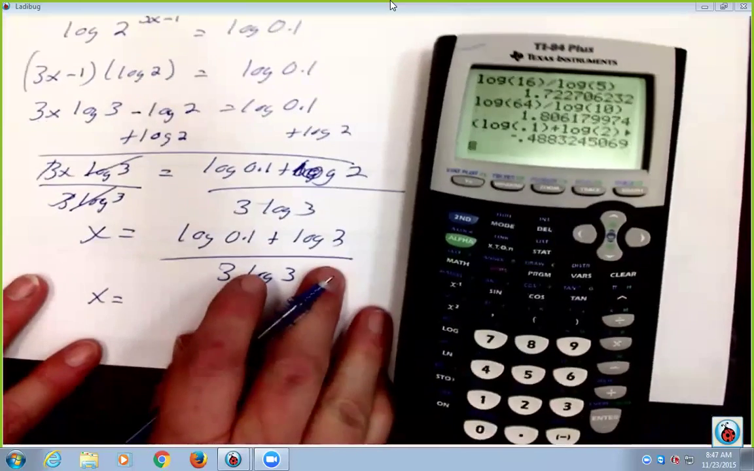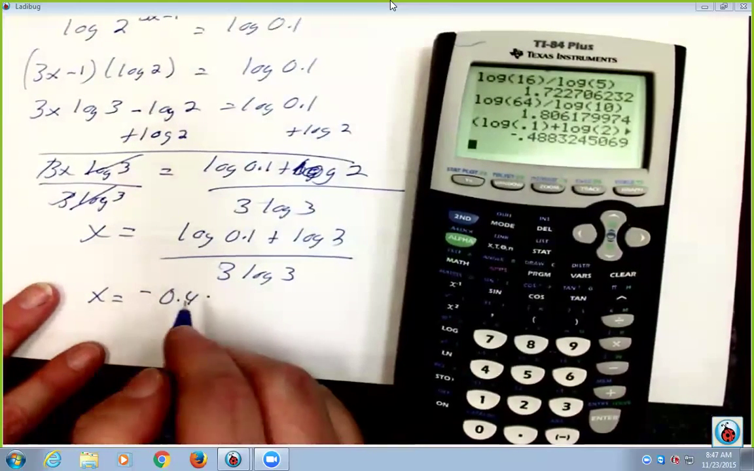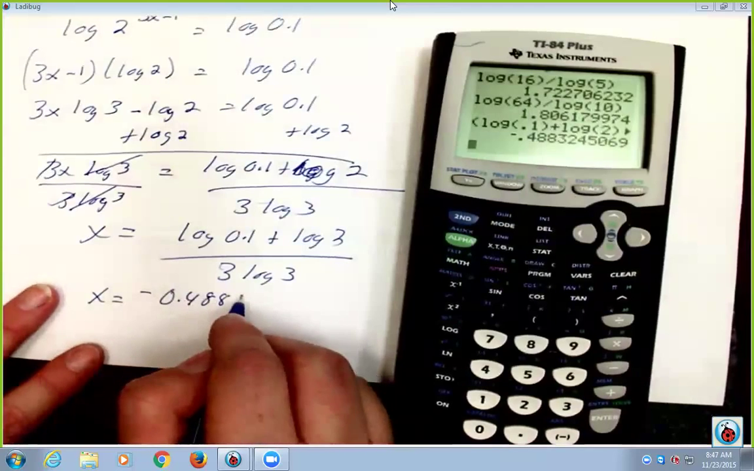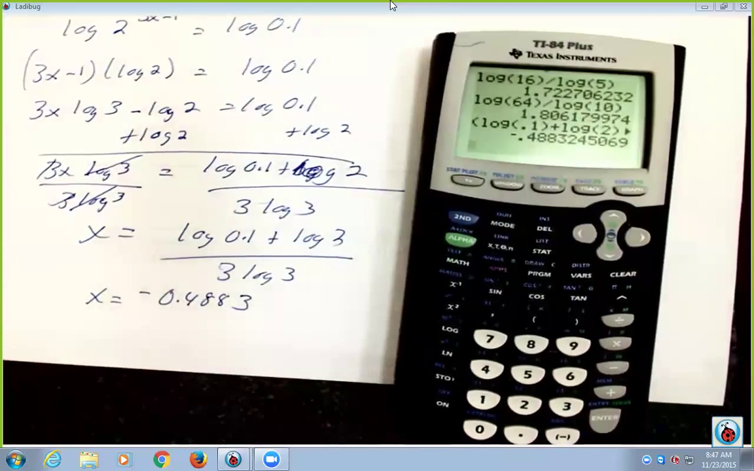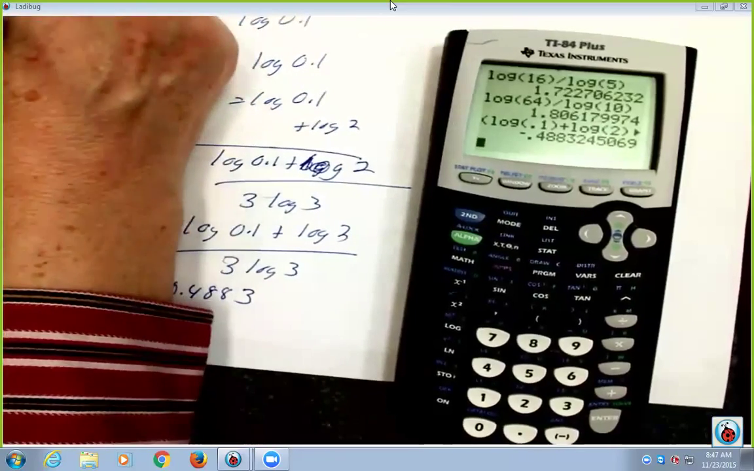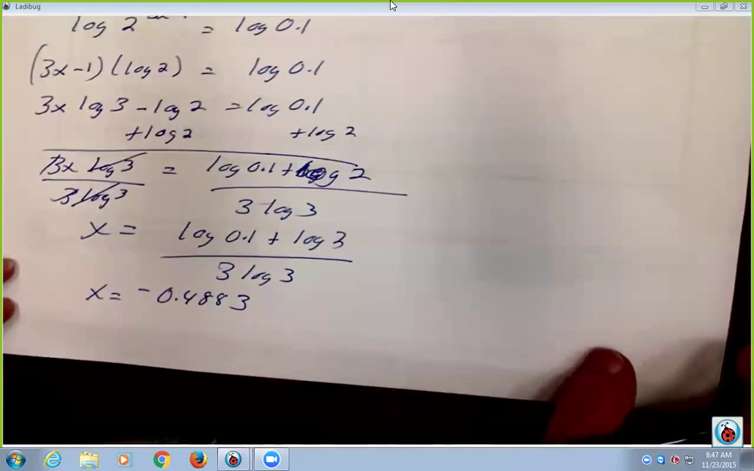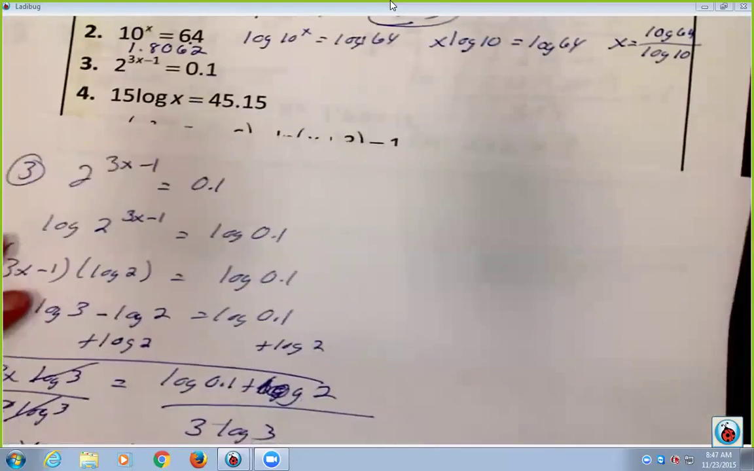So x in this case equals a negative 0.4883 if we round to 4 decimal places. Okay, and this was example 3. Okay, and then example 4.